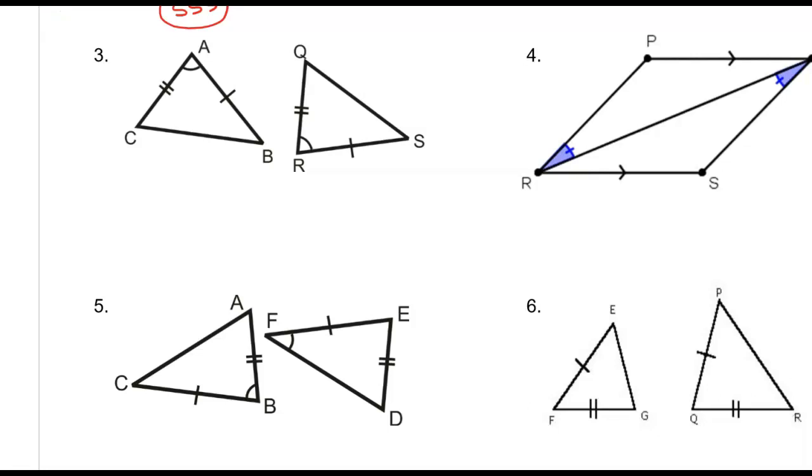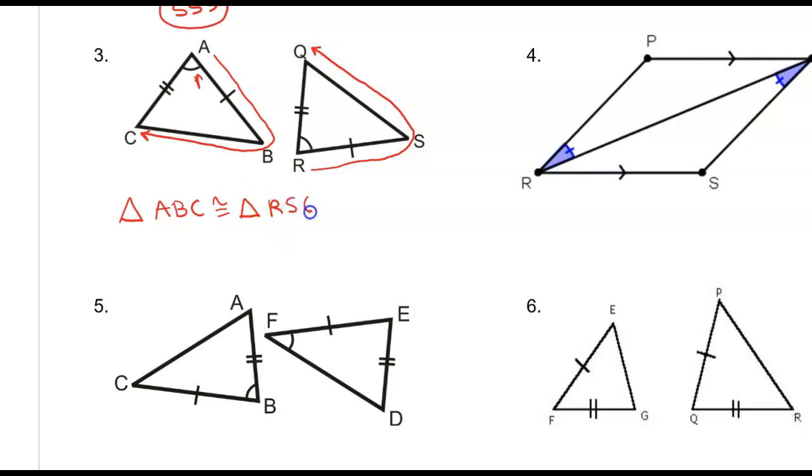Number 3, I have 2 sides congruent and the included angle. So this one looks good already for congruent triangles because of side, angle, side. Now I chose ABC as the name, so that's A going down the line with 1 tick mark, going across the side with no tick marks. So doing that on the other triangle, I would start at R to go down the side with 1 tick mark, and then down the side with no tick marks. So the order would be R, S, Q.